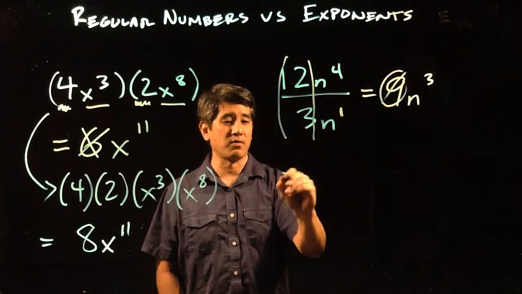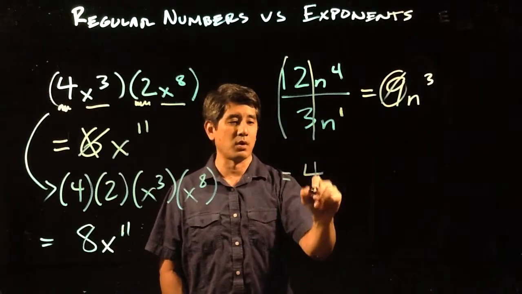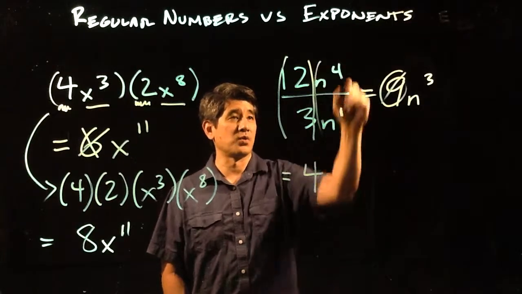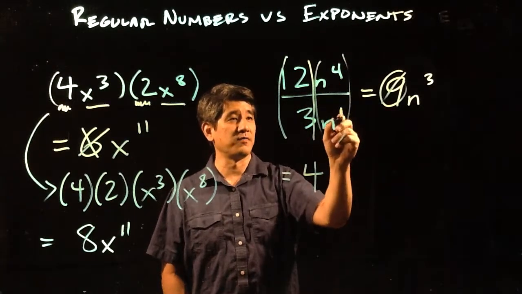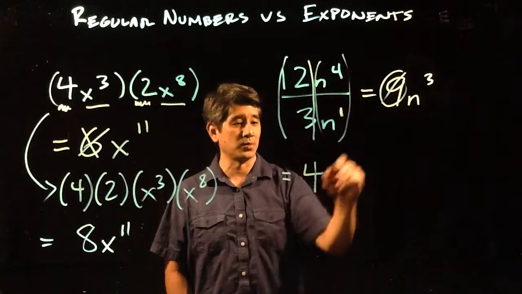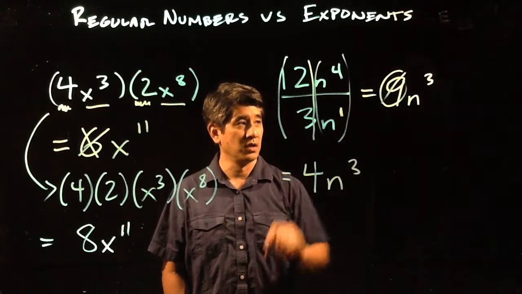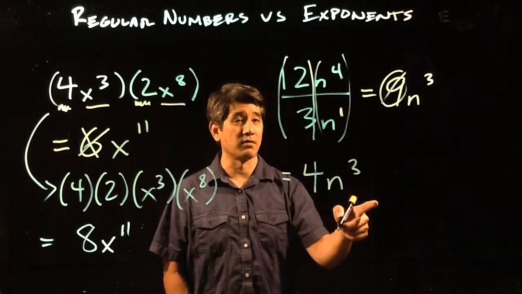You might even want to look at it like this. 12 divided by 3 as normal numbers is 4. Then we can do this part. N to the fourth divided by n to the first. The shortcut is to subtract the exponents. So that part was correct. N to the third. 4n to the third.